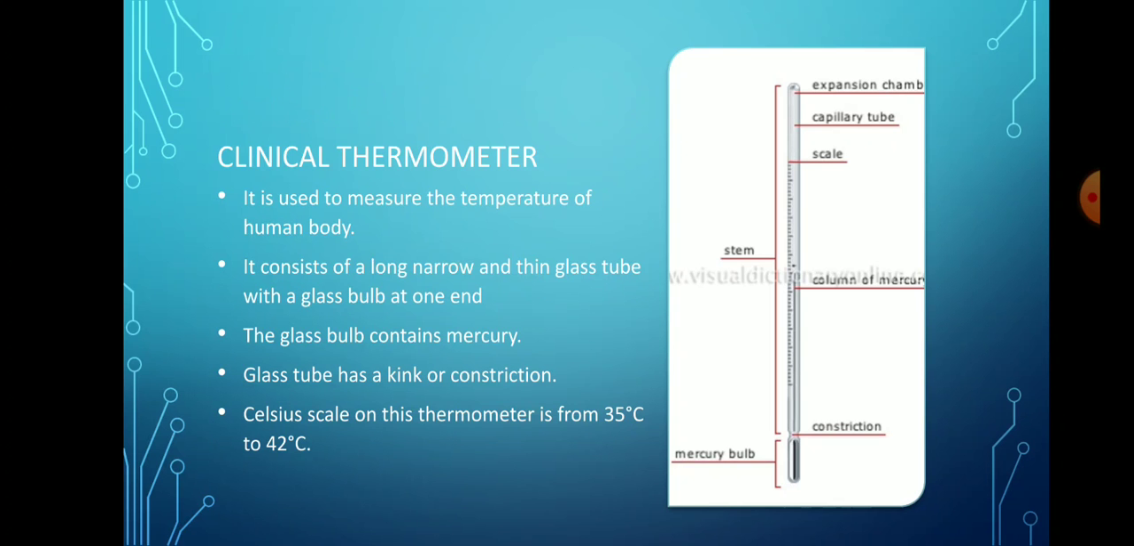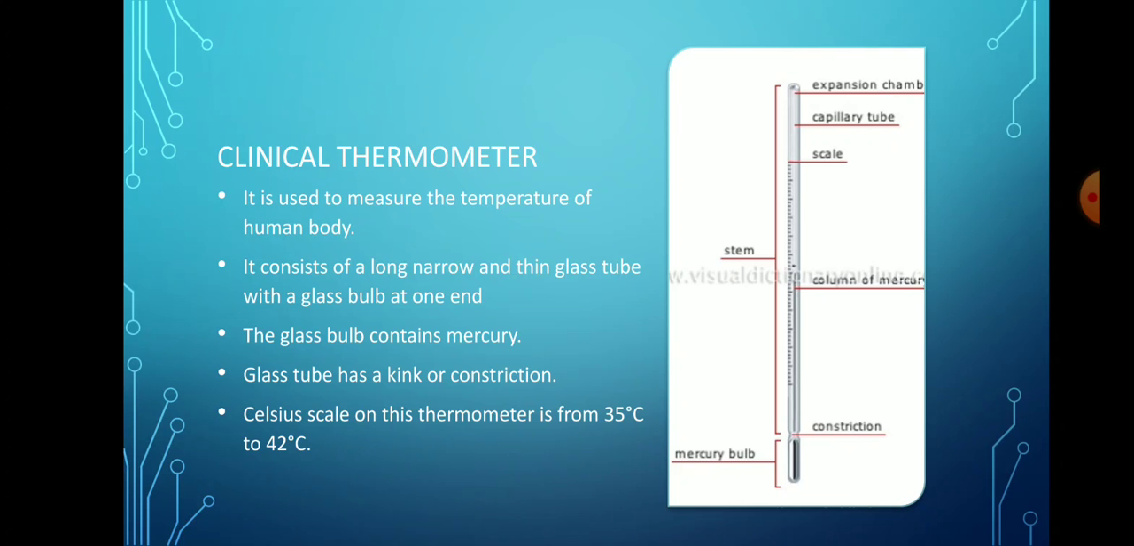So let us discuss about clinical thermometer. Clinical thermometer is used to measure the temperature of human body. It consists of a long, narrow and thin glass tube with a glass bulb at one end. The glass bulb contains mercury. Glass tube has a kink or constriction.